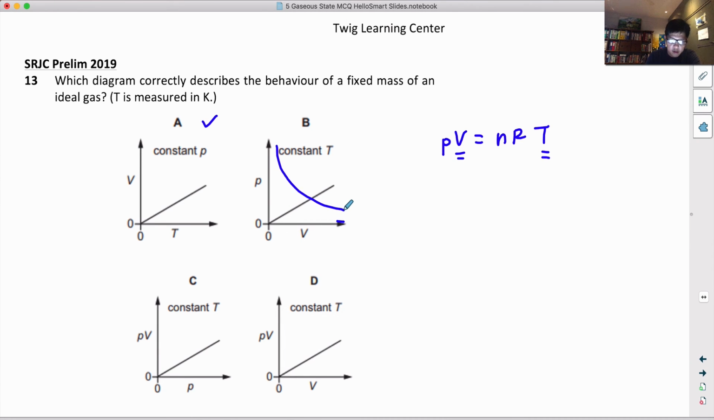Alright, PV versus P, right? But PV equals nRT, and T is a constant, R is a constant, n is a constant, so PV is a constant, it should be a straight line. Same goes for this one, PV should be a straight line. Okay, so the answer has to be A really. Okay, let's move on to the next question.